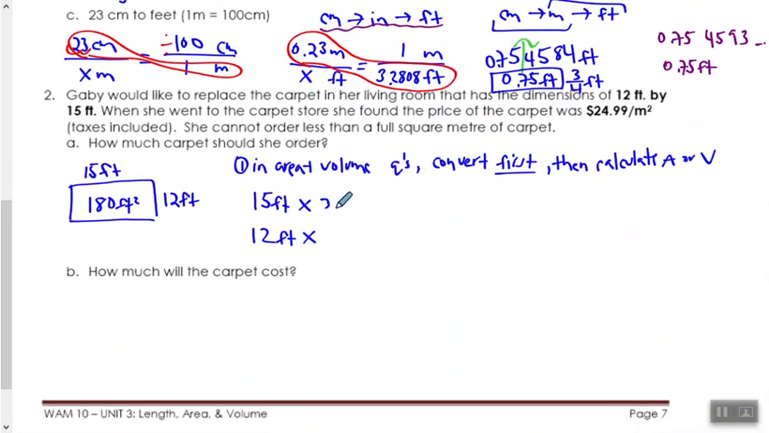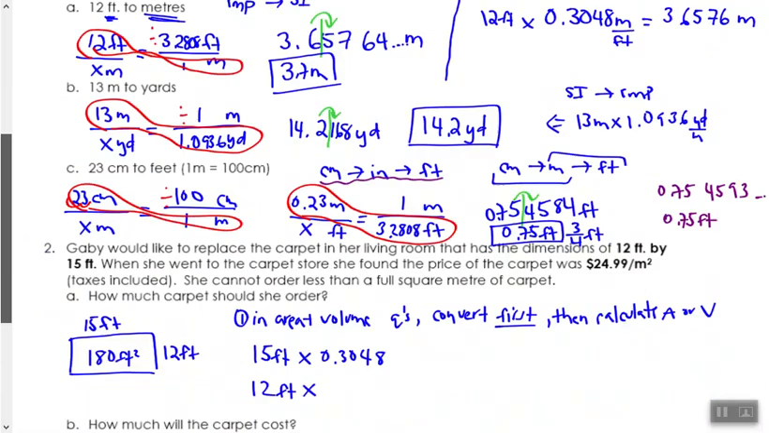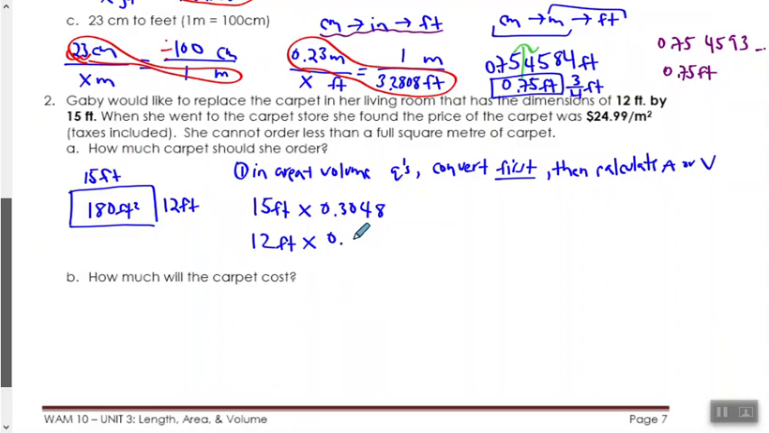So 15 feet times 0.3048. So right here. Same thing for your 12 feet. So times 0.3048 equals. So our 15 feet is actually 4.572 meters, and our 12 feet is 3.6576 meters. Oh man, that's bad writing.